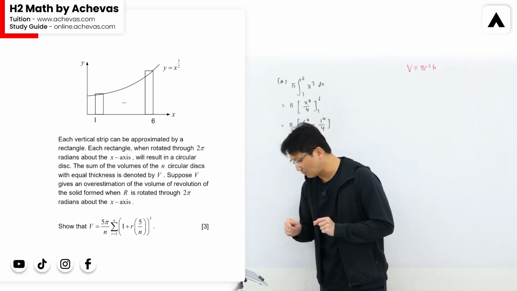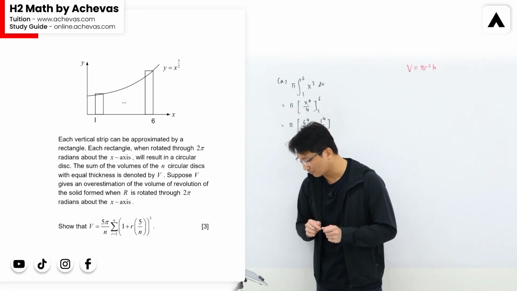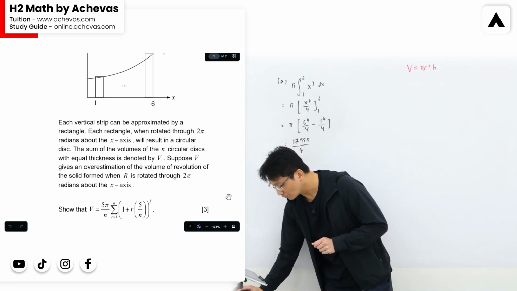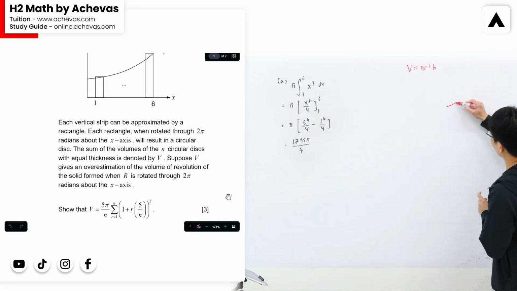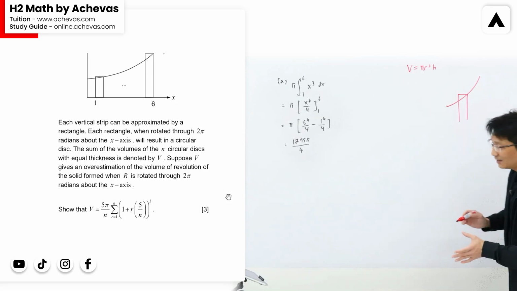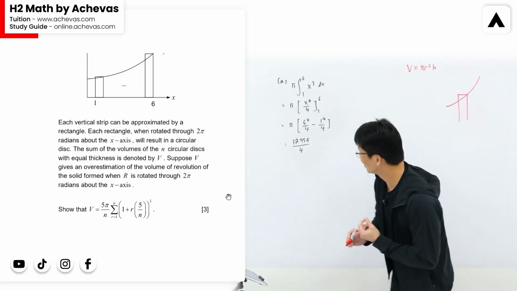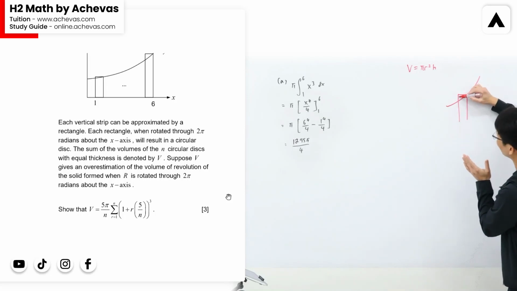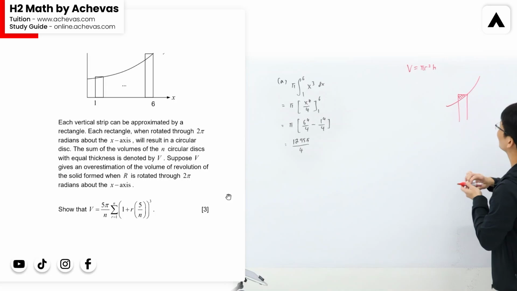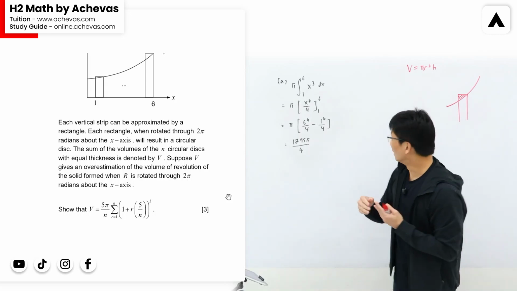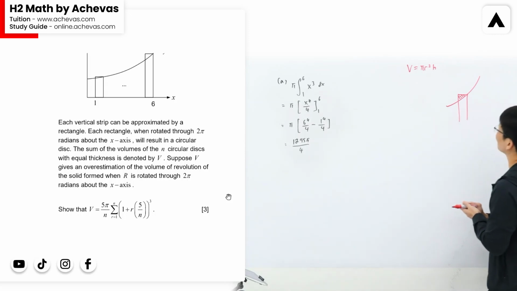Suppose V gives an overestimation of the volume that is being formed. We are supposed to show this particular result here. If we were to look at one piece of rectangle here, we can see that in this particular case, it will result in an overestimation, because if we were to spin this rectangle about the x-axis, there will be an extra region that is being rotated. So this region rotated for each of them will generate an overestimation situation here.